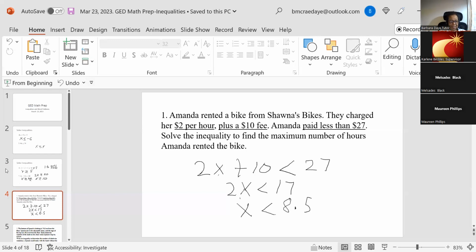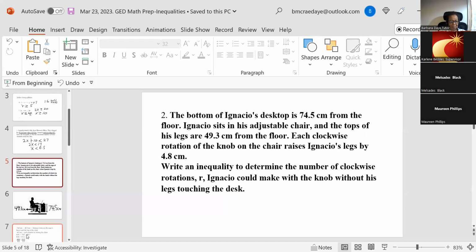All right. Here's another word problem. I want you to read this and tell me in words how you think you would solve it.